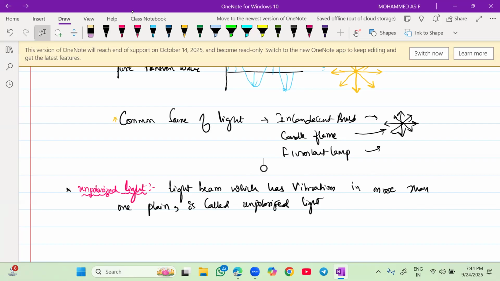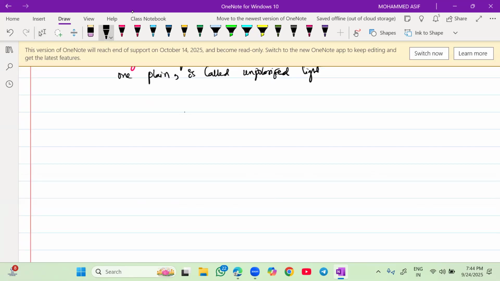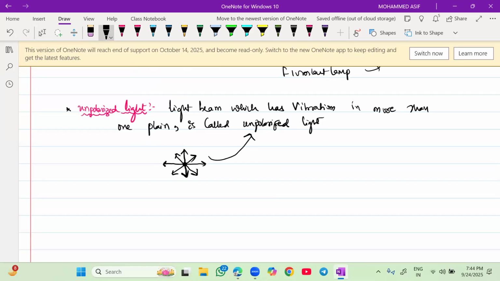Unpolarized light representation. Do anyone remember it? It will be a dot like this and an arrow mark like this. If you see this diagram, this will be representing what type of light? Unpolarized light, if there is a dot as well as an arrow mark like this. Am I clear with unpolarized light? Light beam which has the vibrations in more than one plane is called unpolarized light.